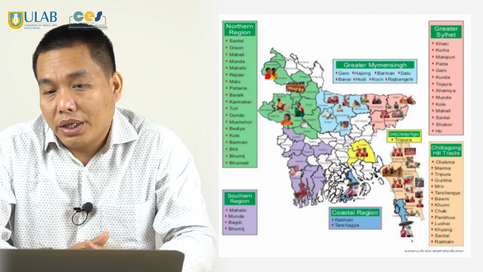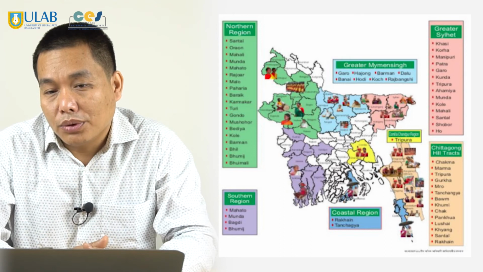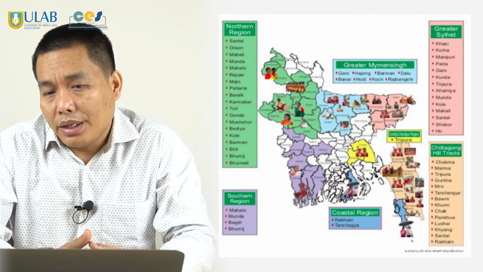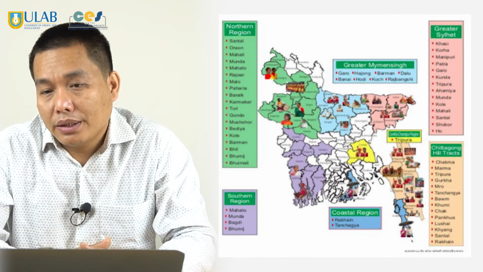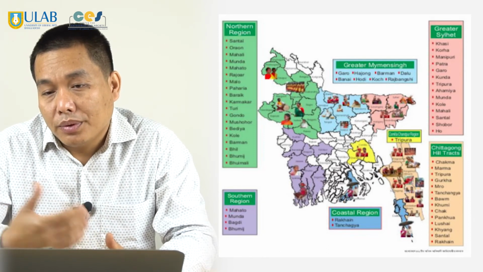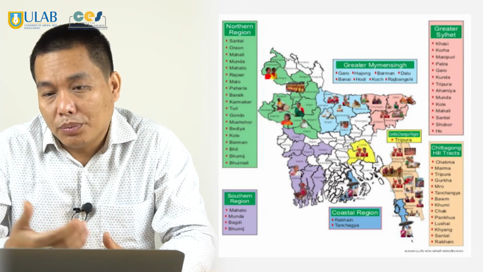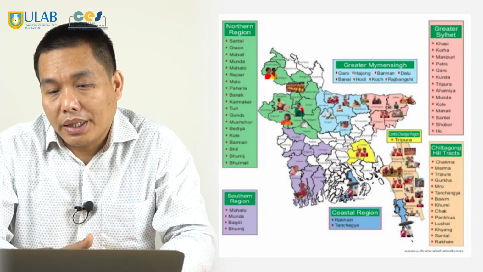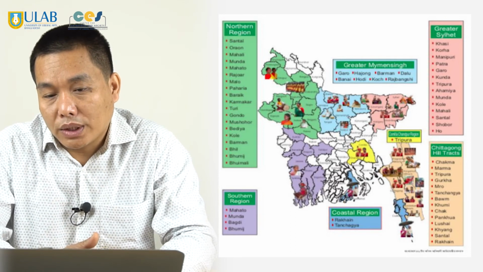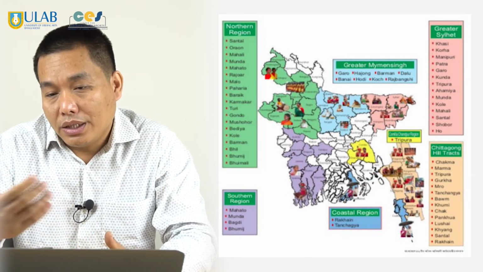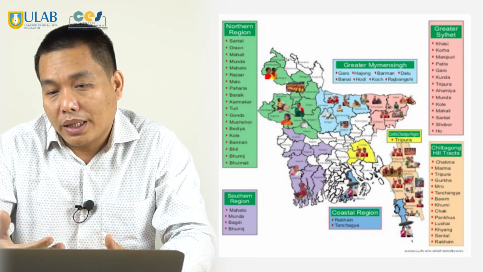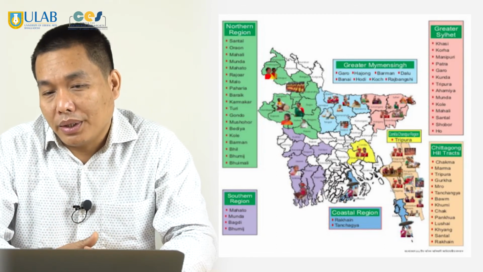In the greater Mymensingh area we see the Garo, Hajong, Barman and other indigenous groups living. In the greater Sylhet area, Khasi, Manipuri and Santal live. In the coastal regions, the Rakhine and Tonchongya are living, and in the Chittagong Hill Tracts, Chakma, Marma, Tripura and many other indigenous peoples are living. That means indigenous people are living all over Bangladesh.